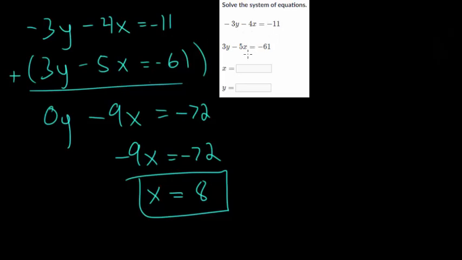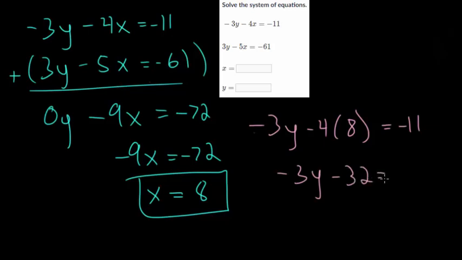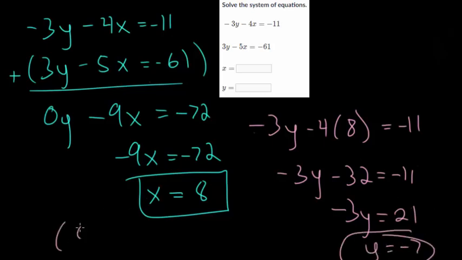We're going to plug that in, let's say, to this top equation. Minus 3y minus 4 times x, which is 8, is negative 11. So minus 3y minus 32 is negative 11. And we can add 32. Minus 3y equals minus 11 plus 32, or 32 minus 11 would be 21. And dividing by negative 3 would be negative 7. So we think this goes through at 8 comma minus 7.